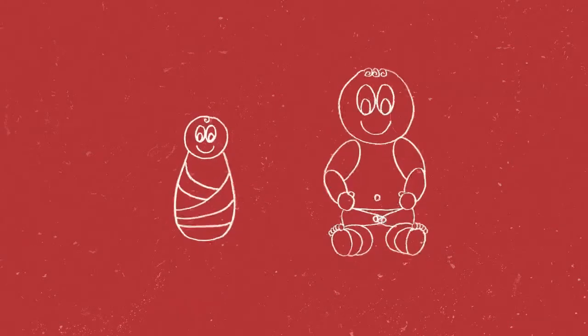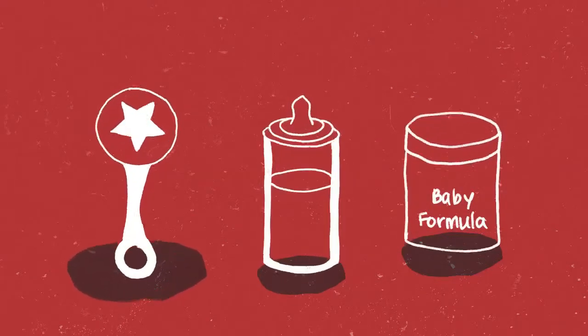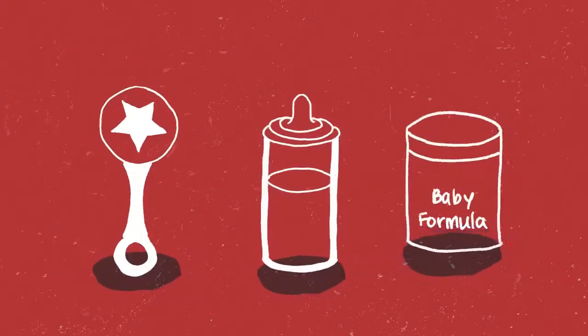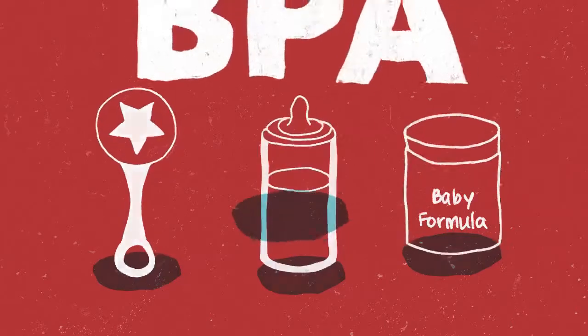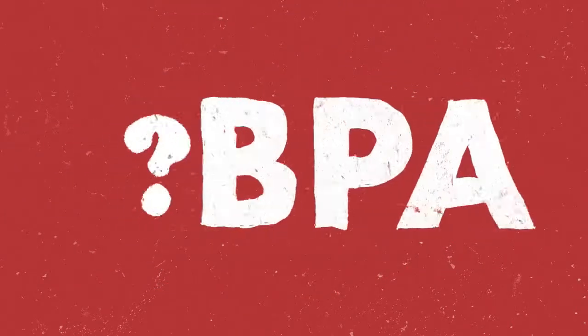If you have one of these, or one of these, then you most likely have a lot of these. But did you know that toys, bottles, and formula packaging most likely contain the harmful chemical BPA? So what is BPA and why is it so bad?